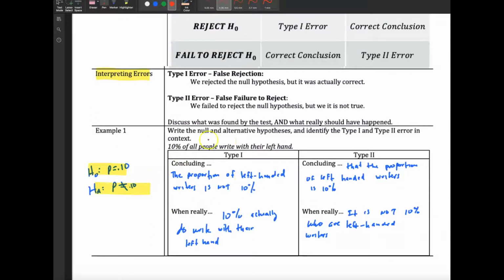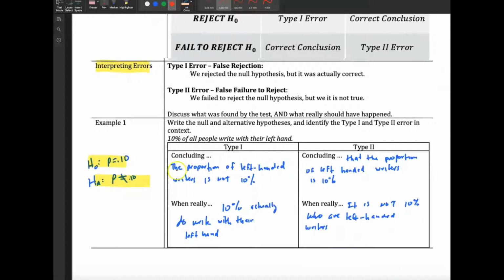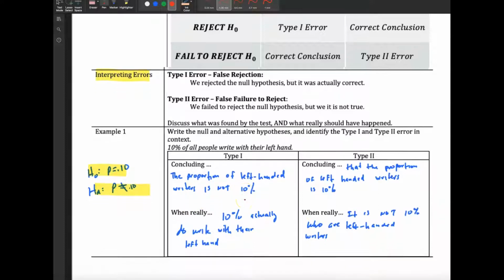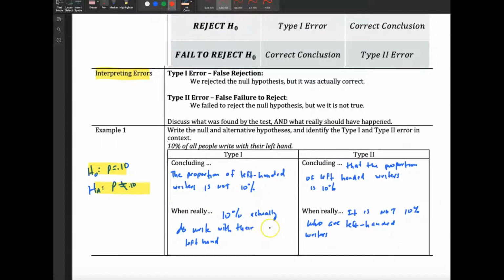So in this example, let's take a look. Here's the null and alternative: that 10% of all people write with their left hand. Now, a type 1 error would be rejecting the null hypothesis, but it's actually correct. So we would be saying the proportion of left-handed writers is not 10%, when in reality 10% actually do write with their left hand. This would be a type 1 error. You conclude this, in reality it's this.